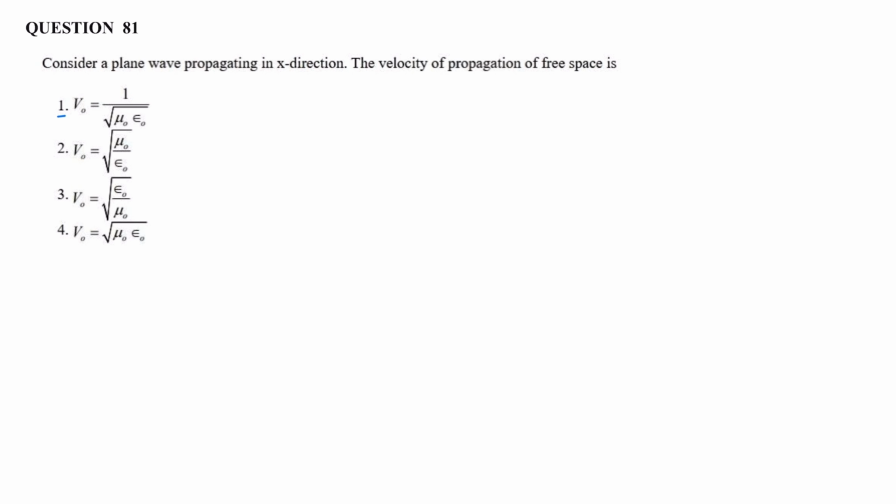The velocity of propagation in free space. In free space, mu r value is 1, epsilon r value is 1. Therefore, velocity v naught is 1 by square root of mu naught epsilon naught. Correct answer is option 1.